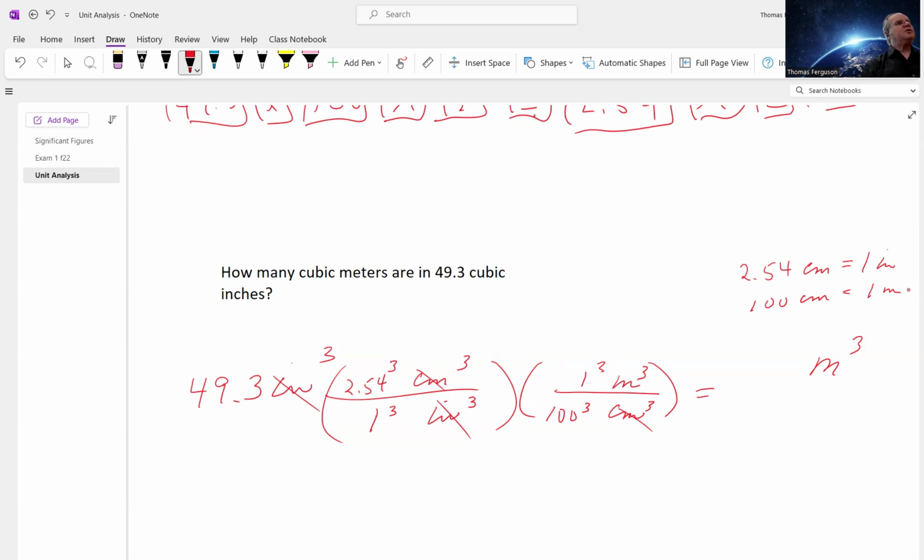And again, I'm not going to cube the 49 because it's already cubed. So the given, when you're doing area and volume, the givens are already in that square or cube configuration.